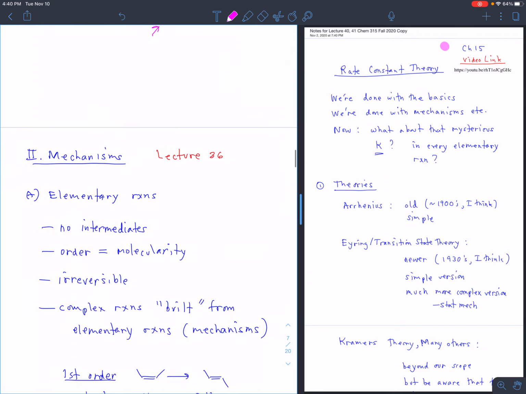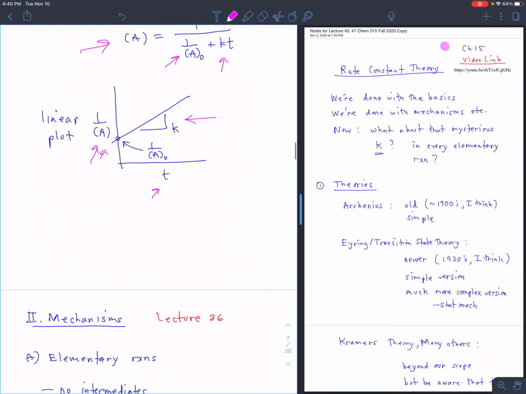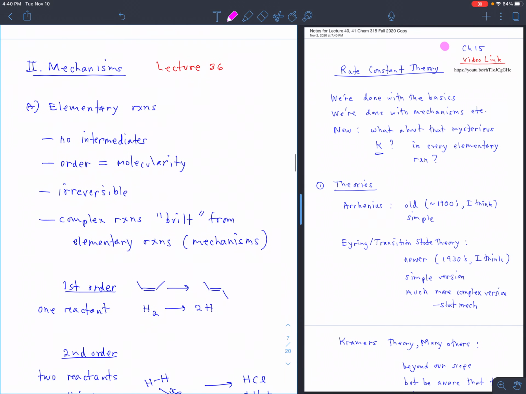All right, then that is all of the basics. Then we moved on to talking about mechanisms and elementary reactions. An elementary reaction is a reaction that doesn't have any intermediates. That means it has to be simple. It has to be a one-step kind of thing. The order of reaction is equal to the molecularity. The order is 1 if there's only one reactant.